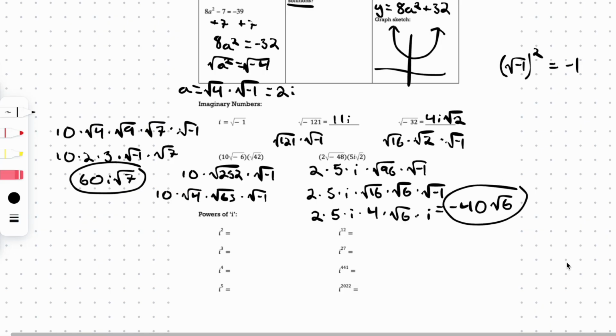Now, we can dive deeper into squaring and cubing and raising i to an exponent. So we just said i squared is negative 1, right? Well, what's i cubed? Well, that's i squared times i. So i squared is negative 1, and so we're going to multiply by i, which is root negative 1, which is just i. So we're going to have negative 1 times i. It's just going to be negative i.